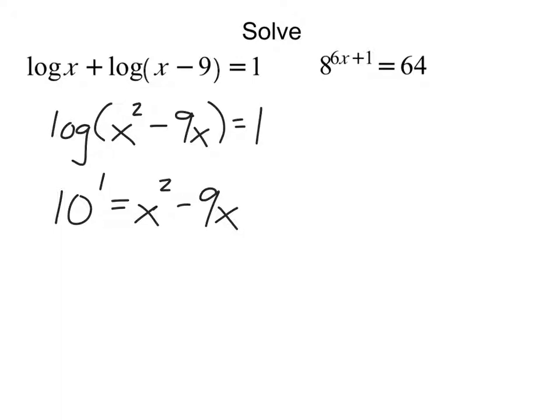And so if I have 10 to the 1 equals x squared minus 9x, I got x squared and I got an x, I got a quadratic. I'm going to solve it by setting it equal to 0 then. So that means subtract the 10 from both sides. I have x squared minus 9x minus 10. I need to solve it.